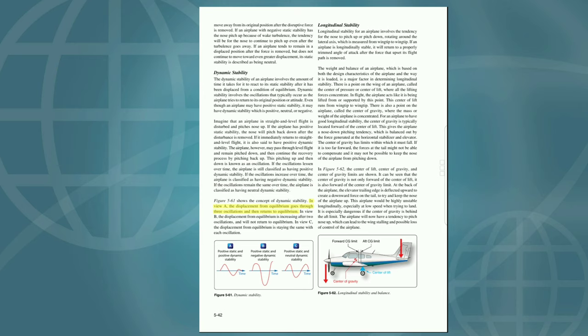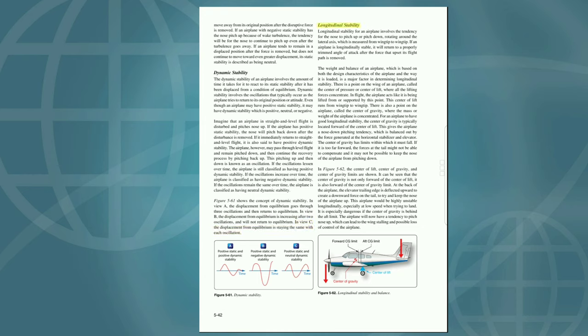In view A, the displacement from equilibrium goes through three oscillations, and then returns to equilibrium. In view B, the displacement from equilibrium is increasing after two oscillations, and will not return to equilibrium. In view C, the displacement from equilibrium is staying the same with each oscillation.